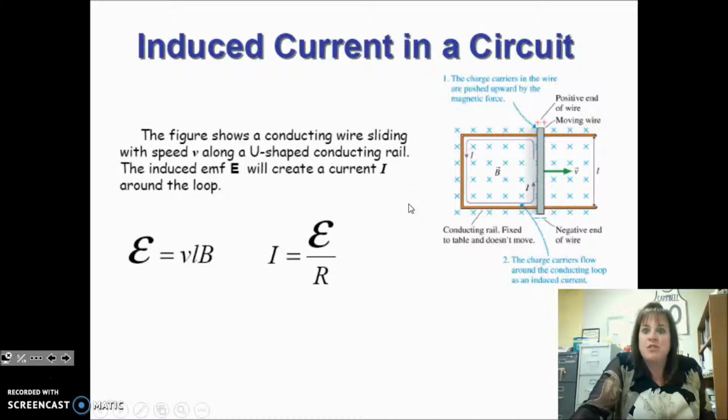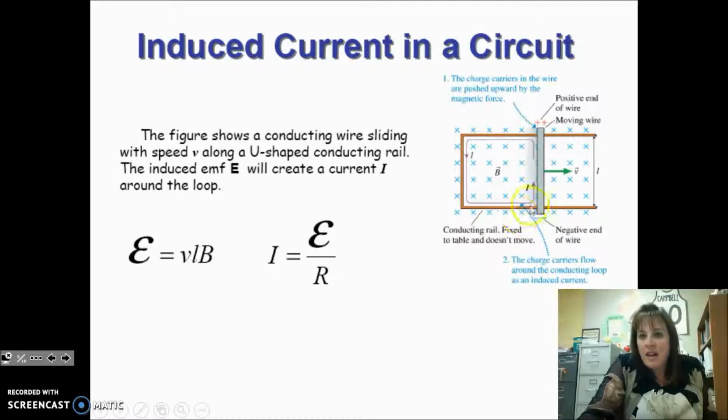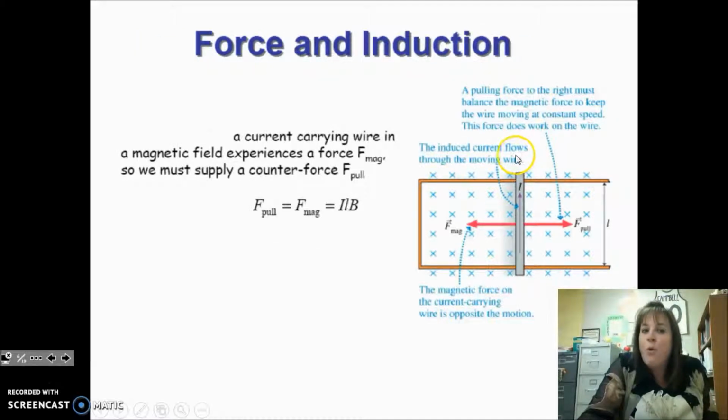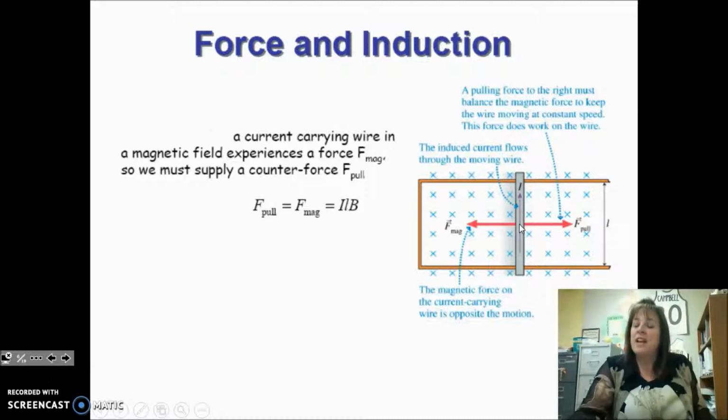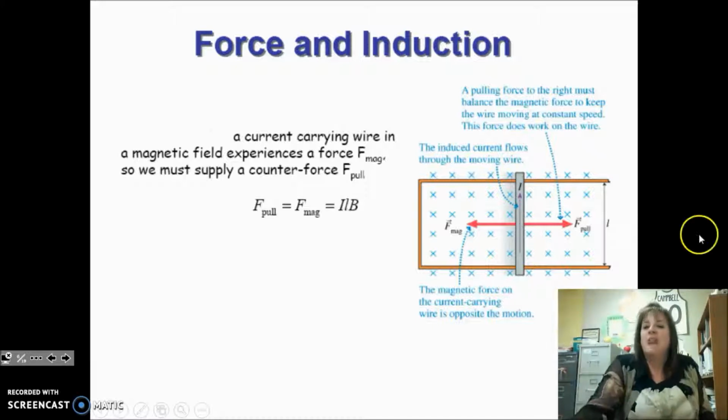Now think about this. Now I have current running through this loop, and it's running counterclockwise. But this loop is in a magnetic field, and I have current in it. If I have current running through a wire in a magnetic field, what happens? I get a force, right? A magnetic force, and if you use your right-hand, flat-hand rule, and you put your thumb in the direction of the current, and your fingers in the direction of the magnetic field, you'll see that the magnetic force is actually opposing our pulling force.